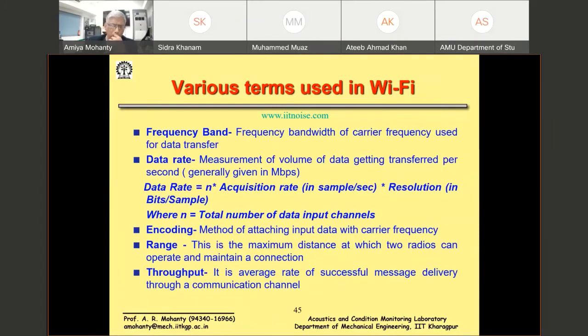So this is very, very important. Certain terms people use in Wi-Fi are the frequency band and data rate. Data rate is very, very important. Sometimes it is not only one accelerometer, but it could be many accelerometers, and then this has to be captured and sent.